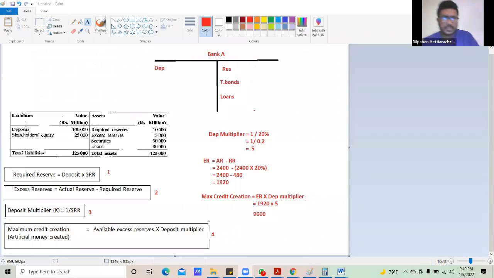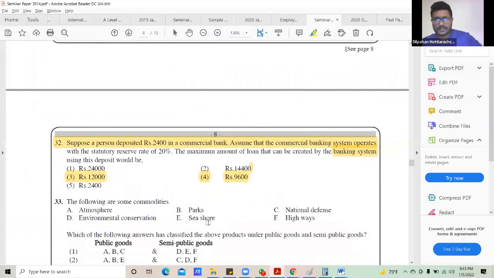Okay, there are some confusions among the students, so I will explain the way I did the question once again. Whatever calculation you want, you can do from these 4 equations. As per this question, they received a 2,400 new deposit. When this bank received this 2,400, they can't use the whole 2,400 for credit creation. They have to keep some money with them. That is the SRR, the required reserves set by CBSL.